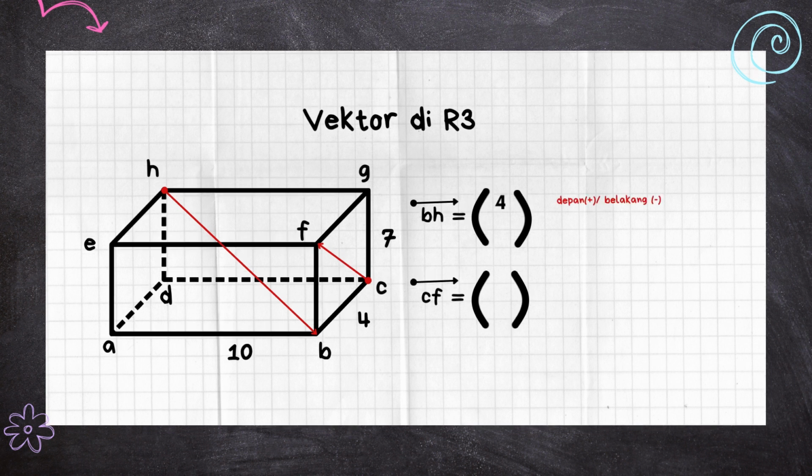First, HB means 4. 4 is a movement forward, so it's positive. Then, 10 is a movement to the right. 7 is upward, so all of them are positive. Therefore, the vector HB, or BH, is (4, 7, 10). Next, CF means C to F, which is (4, 0, 7).